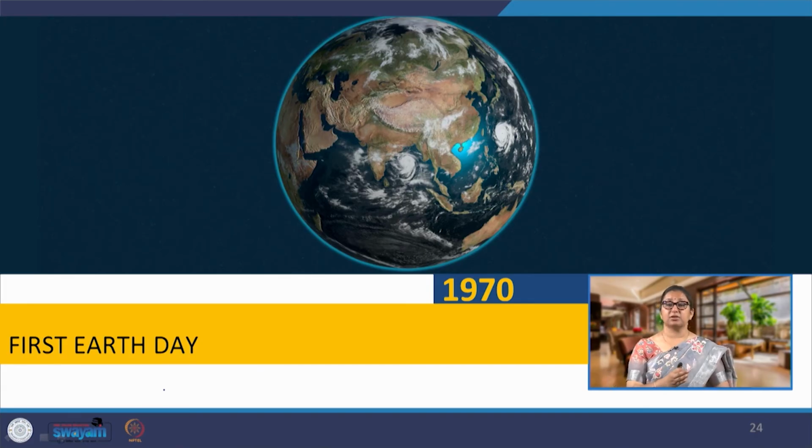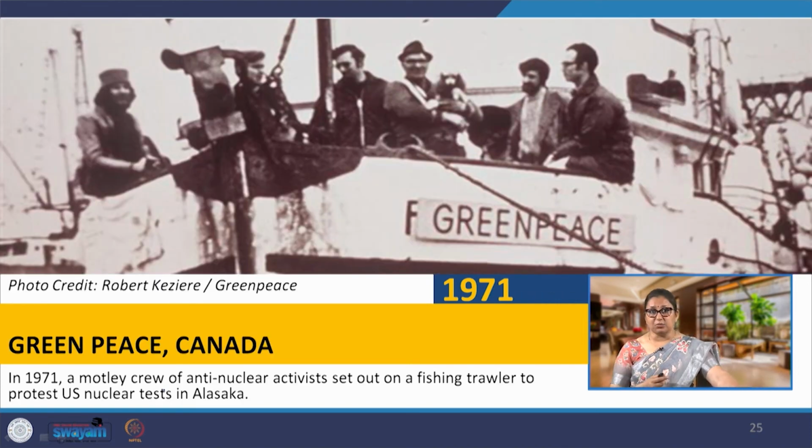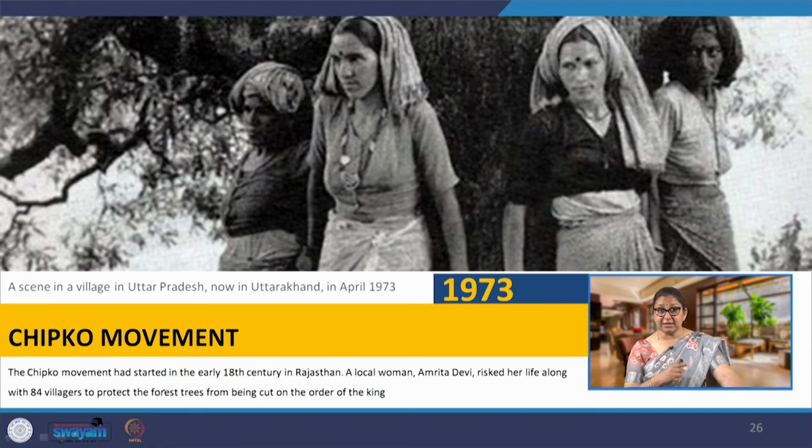Now, this is an indicator that environment is something that still needs a lot of attention and it is just continuing. In 1971, Greenpeace Canada was formed, and a crew of anti-nuclear activists set out to protest against US nuclear tests in Alaska. Well, eventually the tests did happen. They could not stop the tests, but it generated so much awareness across the world about activities like the nuclear tests and others, and how they are going to impact the environment, the aquatic life, and a lot of other life forms around. In 1973, there was this Chipko movement in India.